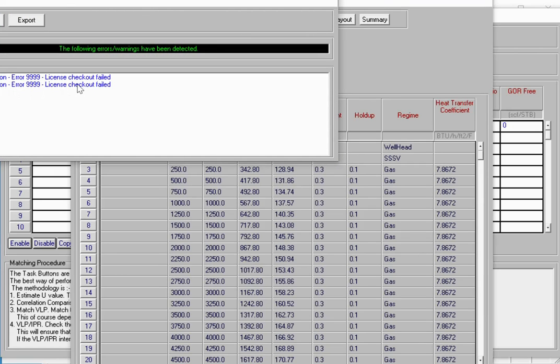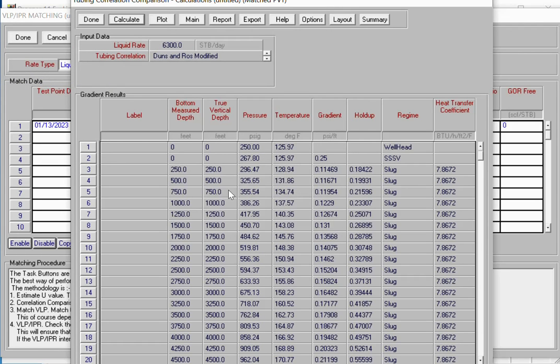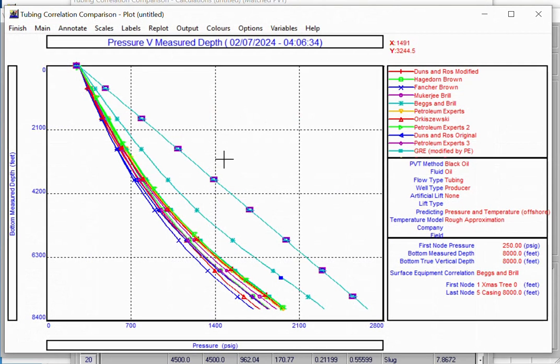Okay, it's saying license problems for some of those correlations. There's no problem. Okay, so I can plot. Let's just plot and see what we have. I think this is pretty smooth. From the results we're seeing here, a lot of these correlations will give us something lower than what we're expecting, and just one of them will over predict.